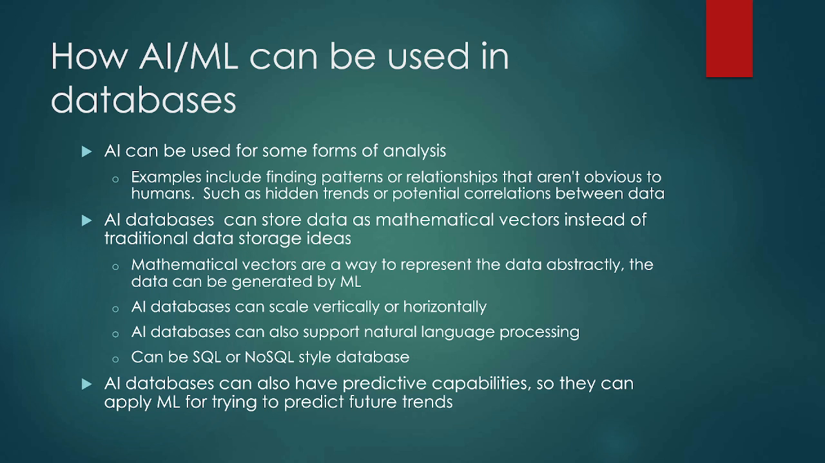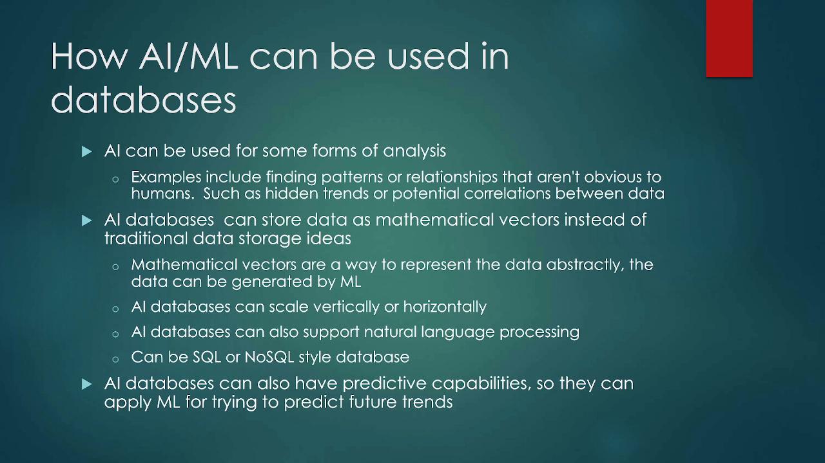AI databases actually can store data. So there's a concept of an AI database. That AI database will store data as a mathematical vector instead of traditional data. The mathematical vectors represent the data abstractly, and it can actually have data generated by machine learning. So you can see where, if there is missing data, an AI database could fill it in.